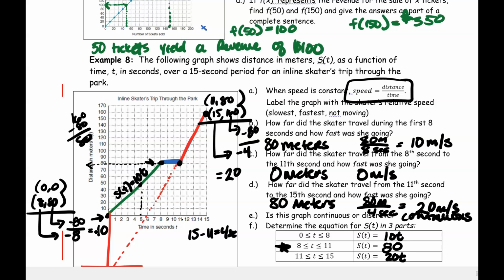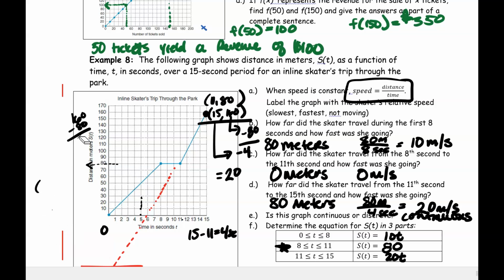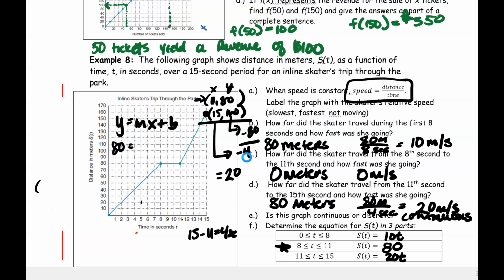So let me erase some of this so I have some room to write. I'm going to write y equals mx plus b. And I'm going to take one of my points. I'm going to pick (11, 80). I'm going to make 11 the x and 80 my y. So I'm going to plug 80 in for y. The slope is 20, x is 11, plus b. And I could have chosen (15, 160). It doesn't matter. You'll get the same b regardless.